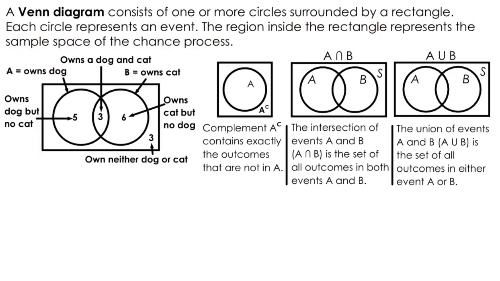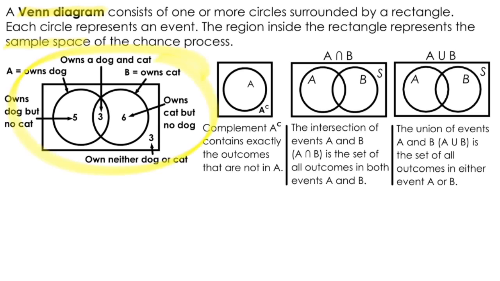All right, one more question. The Venn diagram situation will now be explained a little bit more right here. We did talk about it in class, but basically a Venn diagram consists of one or more circles surrounded by a rectangle. Each circle represents an event. The region inside the rectangle represents the sample space of the chance process.